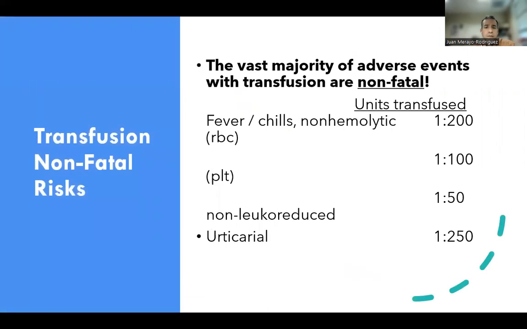The vast majority of adverse events in transfusion are non-fatal. It's important to keep that in mind. When you look at the different risks and events per unit transfused, fever, chills, and non-hemolytic reactions in red blood cells occur in 1 in 200 units. With platelets, it's 1 in 100 units. If they happen to be non-leukoreduced, then it goes way higher, to 1 in 50 units. Looking at urticaria, it's about 1 in 250 units.